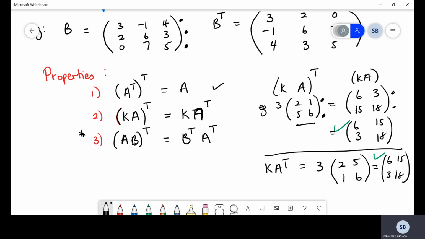It can pop up in a proof. They can give you two matrices A and B, and they can ask you to prove that (AB) transpose is the same as B transpose A transpose, right? So you would just have to work out an answer for the left-hand side and then a solution for the right-hand side to prove that this is true.